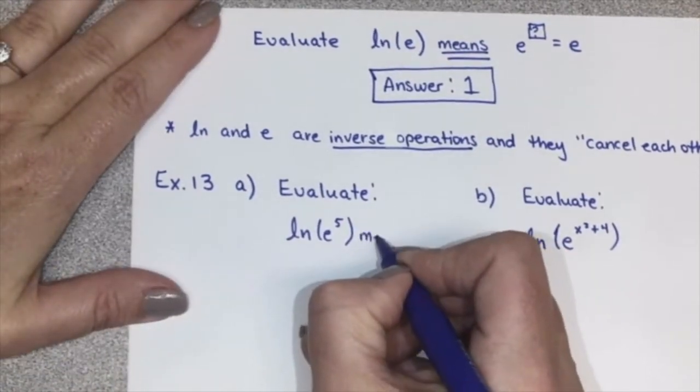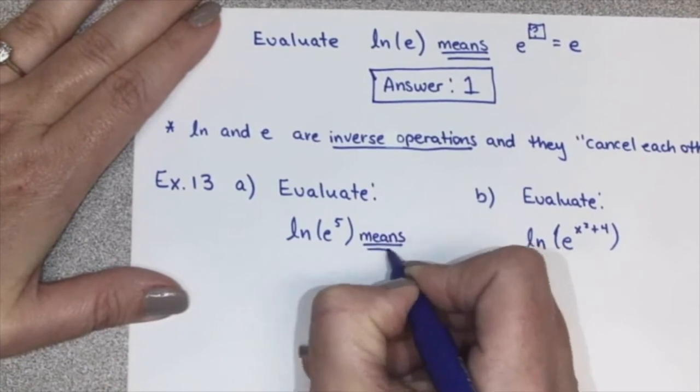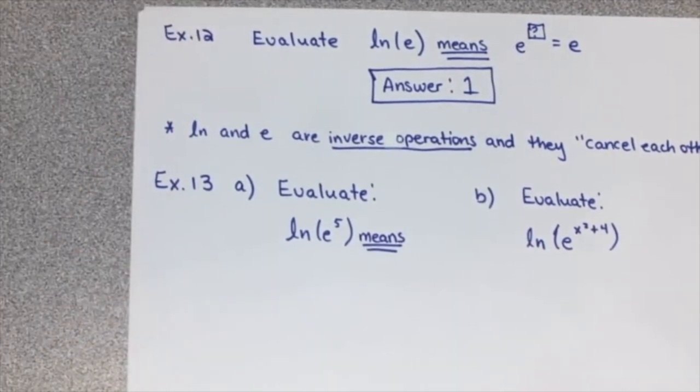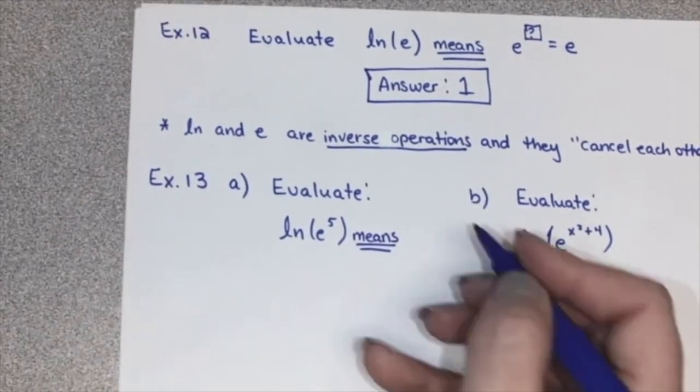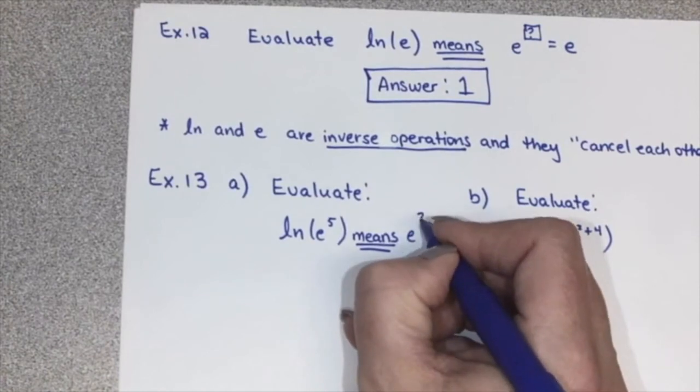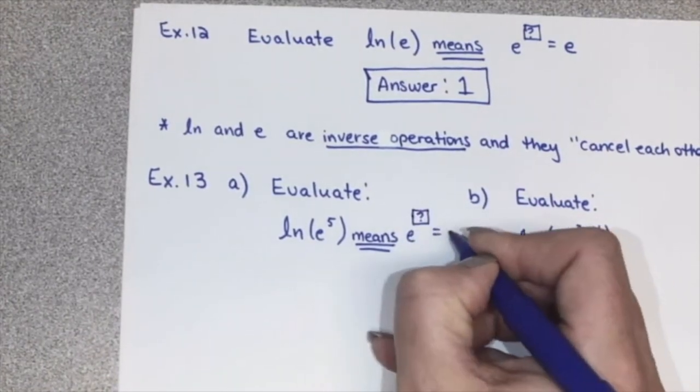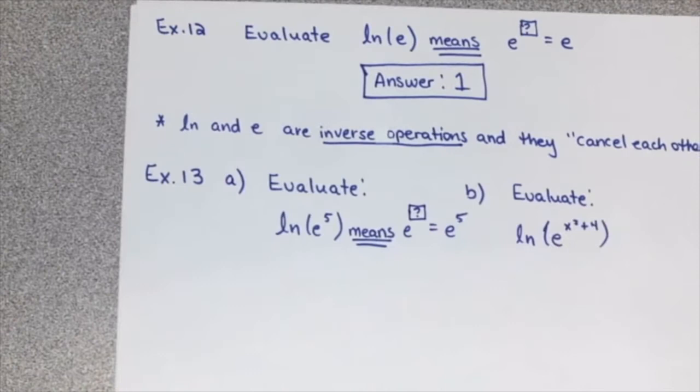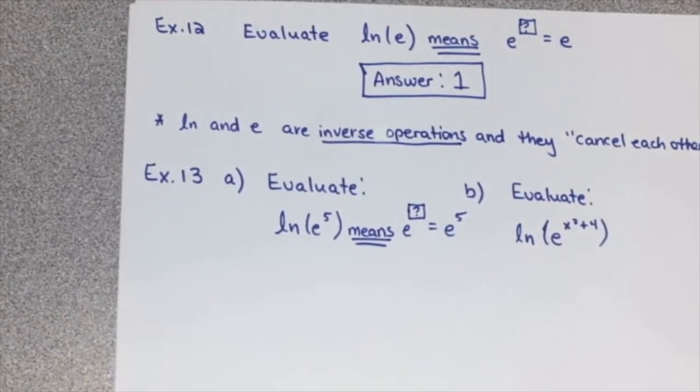Okay, so let's talk about what this one means first. What's the understood base for ln, again, always? e, right? So what do I need to raise e to the power of to give me e to the 5th? Well, that's kind of a goofy question, right?